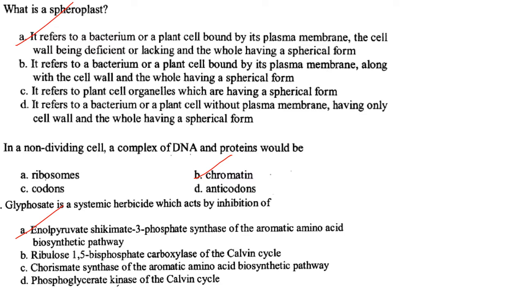So glyphosate is an organophosphorus compound, specifically a phosphonate, which acts by inhibiting the plant enzyme 5-enolpyruvylshikimate-3-phosphate synthase. So the answer is enolpyruvylshikimate-3-phosphate synthase of the aromatic amino acid biosynthetic pathway. So answer is option A.